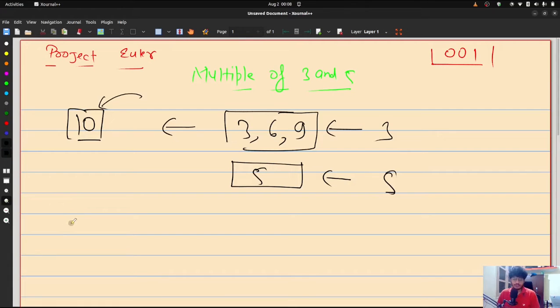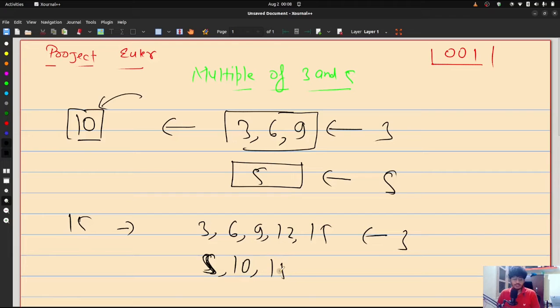Let's say if our input was 15, it will be 3, 6, 9, 12, and 15 are the multiples of 3, and 5, 10, 15 are the multiples of 5. But the question is saying that we need to find numbers strictly less than 15. So 15 will not come in counting. So 5, 10 are the multiples of 5, and 3, 6, 9, 12 are the multiples of 3.